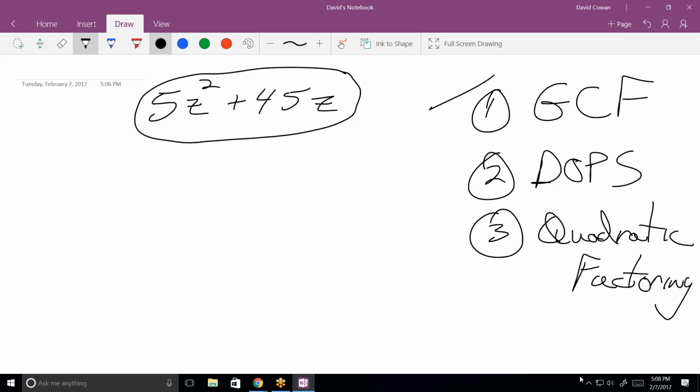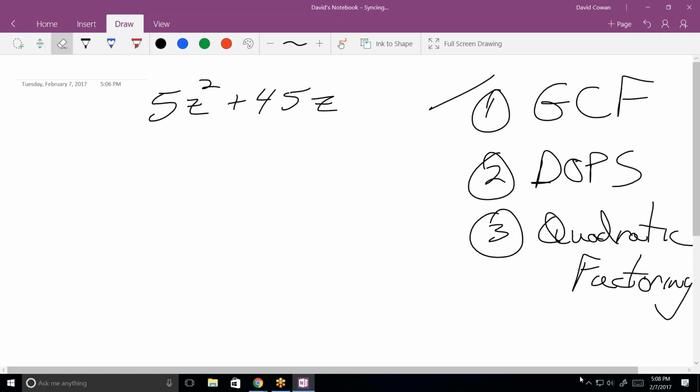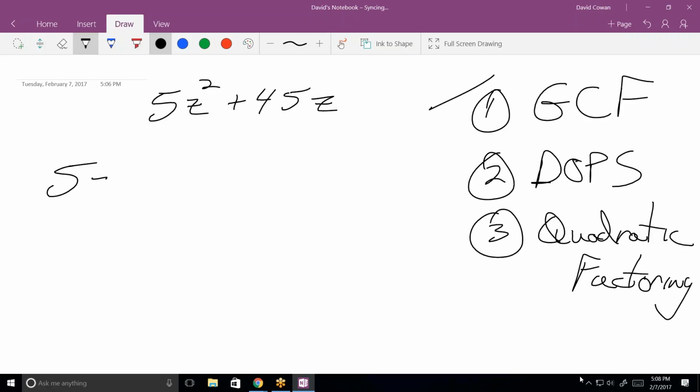That's always the first thing you look for, is greatest common factor. And you do it regardless of anything else. If there's a greatest common factor, factor it out. What greatest common factor means is what is the biggest thing that will divide into both of these terms evenly. 5z. Notice, if I divide that by 5z, I get z. So then on the inside of the parentheses, you'd have to have a z. That's the way you do these.